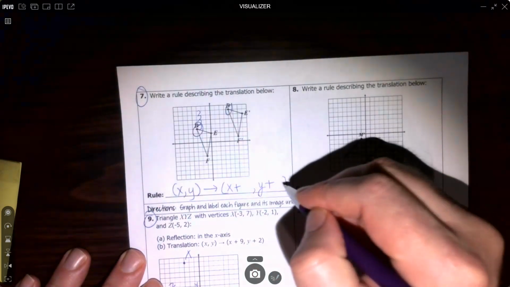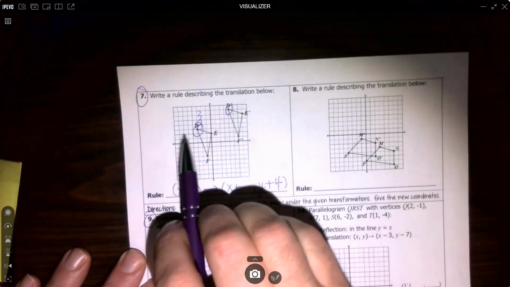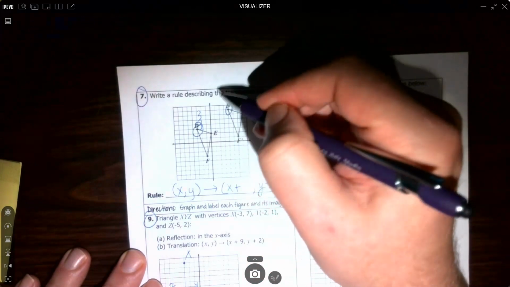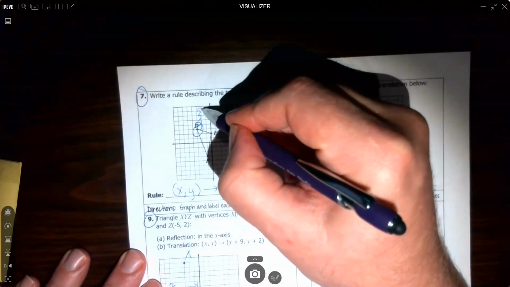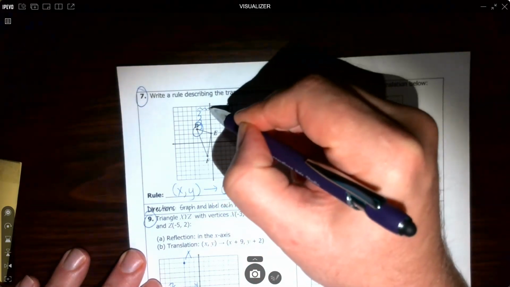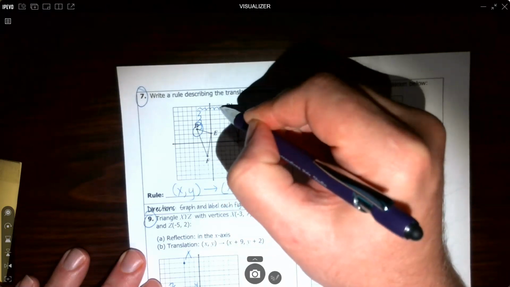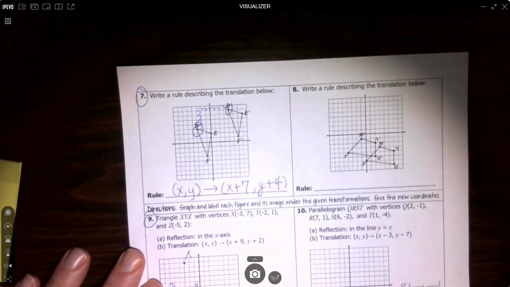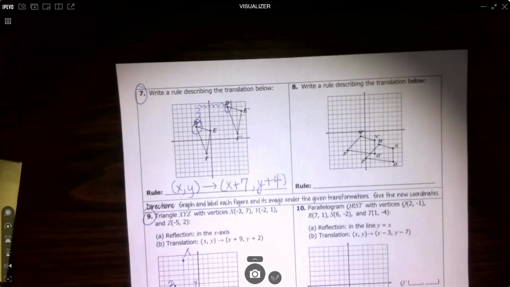Okay, so I went up 4 units, so let me put that on the Y. And then I'm going to go over, looks like 1, 2, 3, 4, 5, 6, 7. So I went 7 to the right. Okay, and there's my rule.